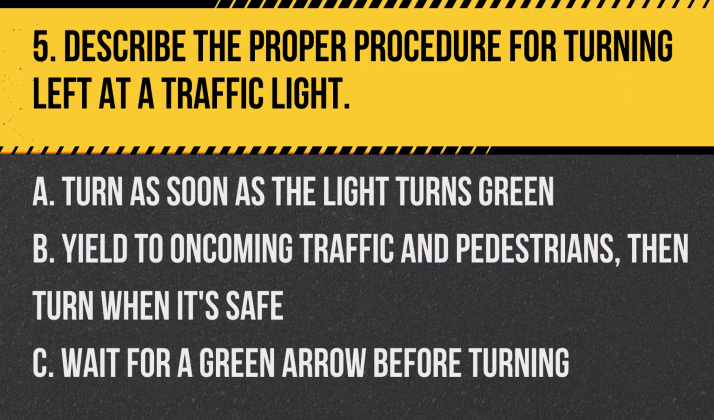Question 5. Describe the proper procedure for turning left at a traffic light. A. Turn as soon as the light turns green. B. Yield to oncoming traffic and pedestrians, then turn when it's safe. C. Wait for a green arrow before turning. Answer: B. Yield to oncoming traffic and pedestrians, then turn when it's safe. When turning left at a traffic light, yield to oncoming traffic and pedestrians first, then turn when it is safe.